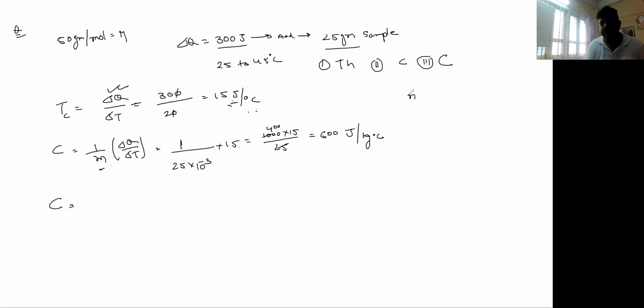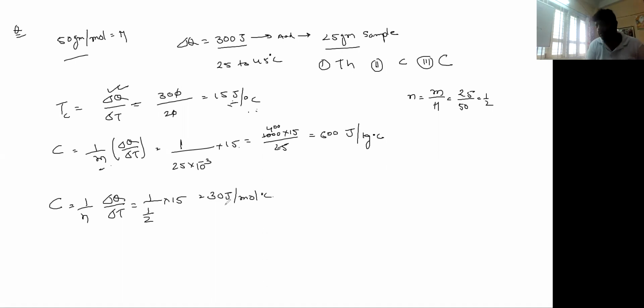The third one is molar specific heat capacity. The difference is n, the number of moles, that is mass by molecular weight. The amount of the sample is 25 gram, and the molecular weight is 50 gram, so the number of moles is half. So 1 by n del Q by del T, that is 1 by 2 into 50, that is 30 joule per mole per degree centigrade. Is it clear, everyone? Is it okay?